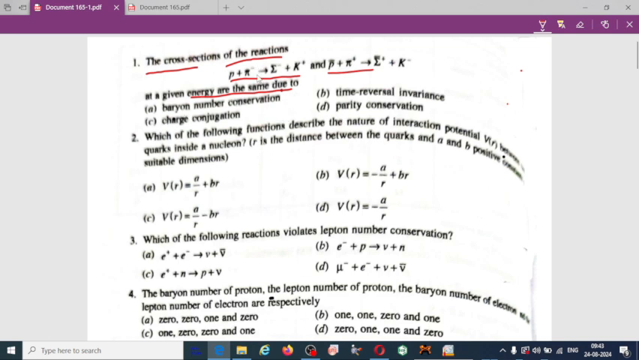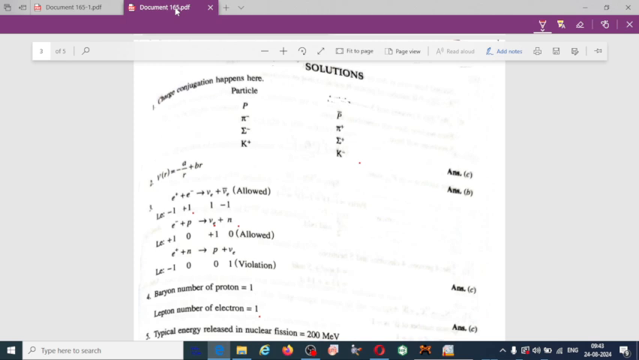If you carefully observe the two reactions, the first reaction involves the proton plus pion minus. After the reaction, the sigma minus hyperon and the kaon plus we will get. If you observe the second reaction, the particles involved are the same as in the first reaction, but they are antiparticles. So the answer for this question is charge conjugation.